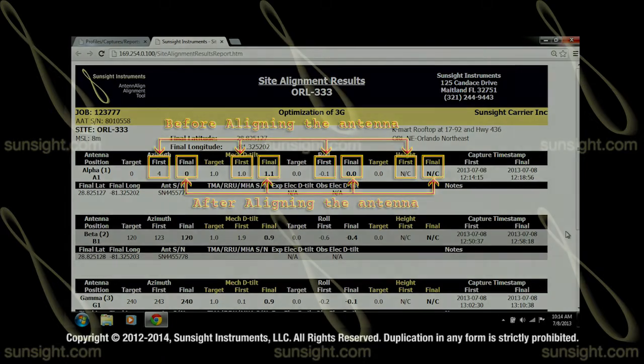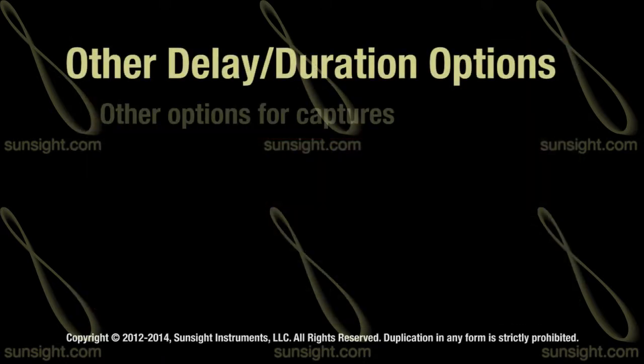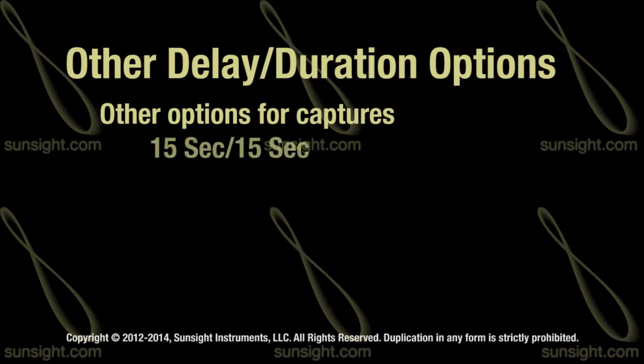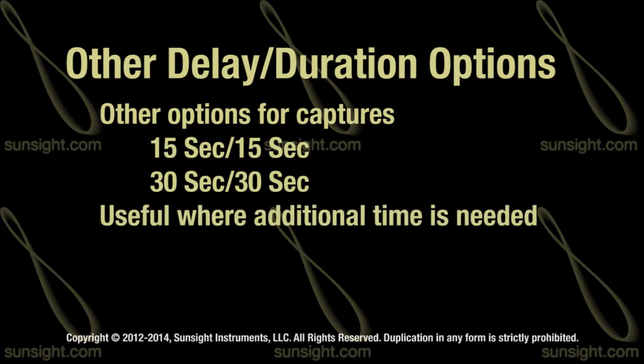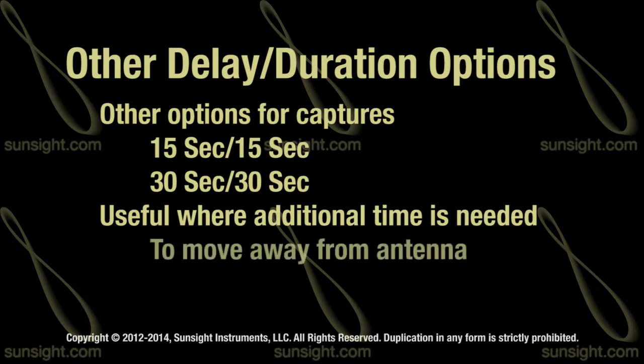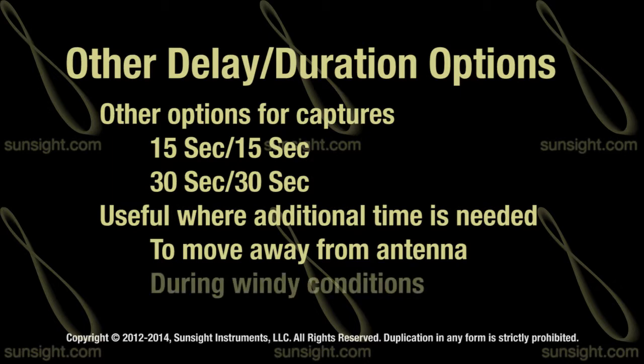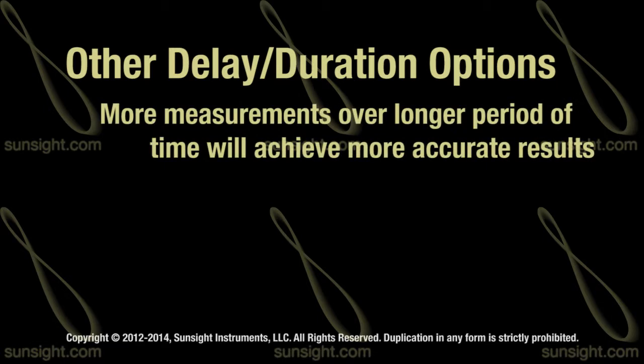As previously mentioned, the other options for performing captures, 15/15 and 30/30, can be useful in certain situations, such as when additional time is needed to move away from the antenna in order to not have the weight of the climber affect the measurements, specifically tilt, or on days when it's very windy, since large gusts can also cause fluctuations in the antenna's position. By taking more measurements over a longer period of time, you are likely to achieve more accurate results.